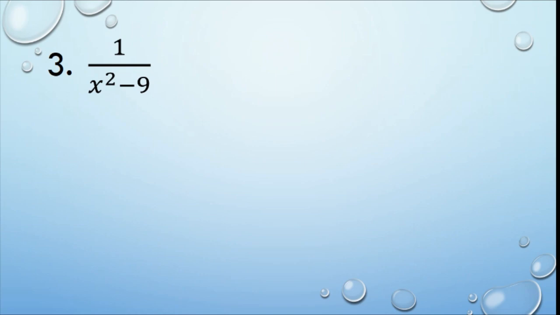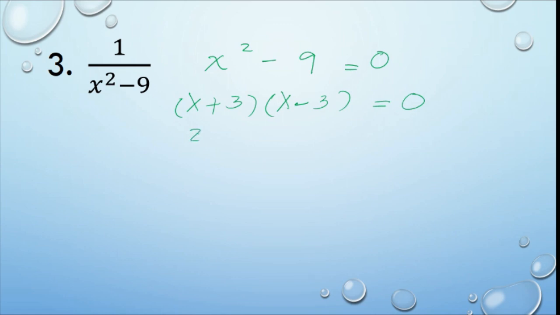Number 3, 1 over x squared minus 9. So, this will be x squared minus 9 equals 0. So, pwede uli natin itong i-factor. This is difference of 2 squares. So, you have plus minus. Square root of x squared is x. The square root of x squared again is x. The square root of 9 is 3. The square root of 9, 3. Then, we can use the zero product rule.